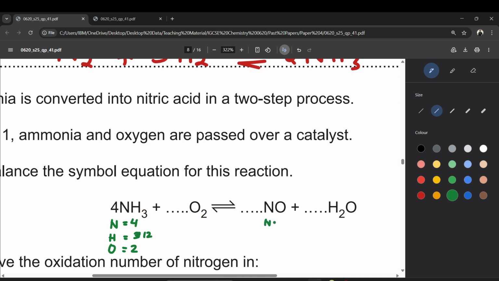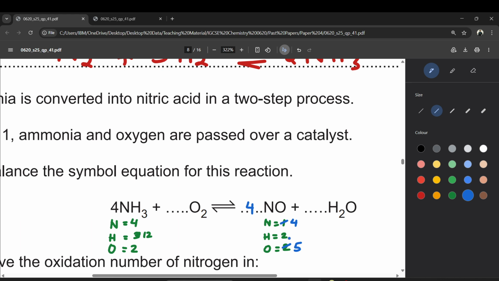On the right hand side, we have 1 nitrogen, for hydrogen that is 2, and for oxygen that is 1 and 1, 2. Now first of all, we are going to balance everything other than oxygen and hydrogen, because these are the ones that change again and again. So first I'm going to balance nitrogen. In order to balance nitrogen, I have to put 4 over here, but because of this, oxygen also changes. So now we have 4 plus 1, 5 oxygen atoms.